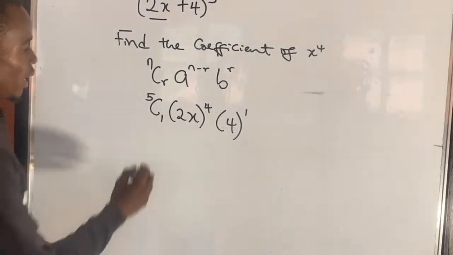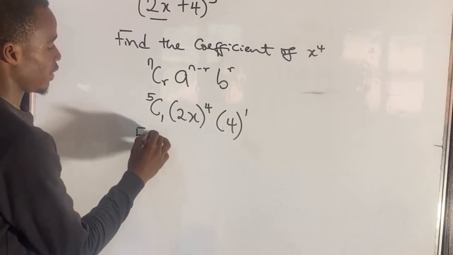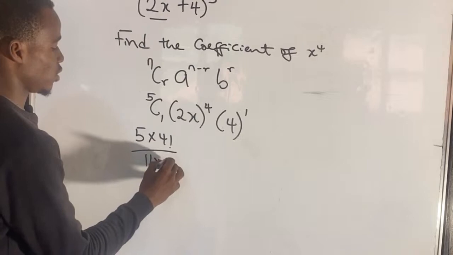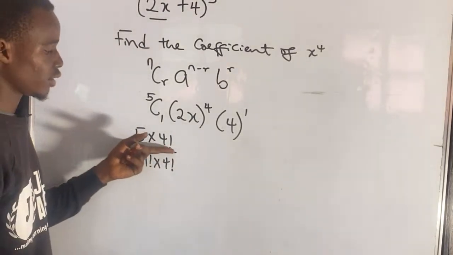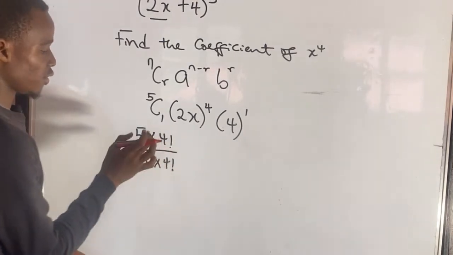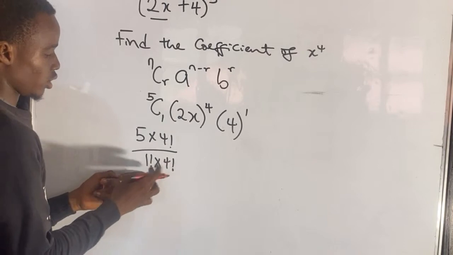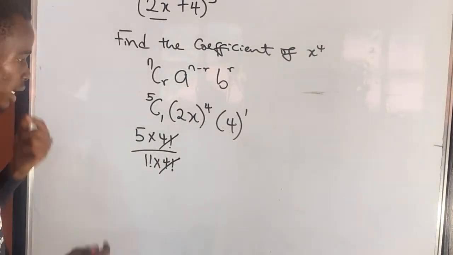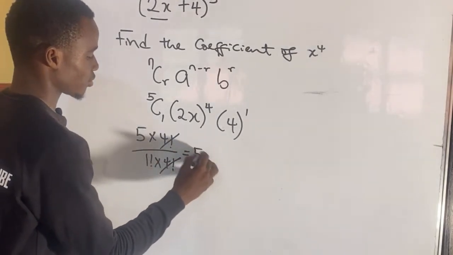So, let's go on. We have 5 combination 1. That's 5 factorial, 5 times 4 factorial, over 1 factorial times 4 factorial. So how did I get that? 5 times 4 times 3 times 2 times 1. We stop at 4 factorial. And then 5 minus 1 is 4. 1 factorial is here. So 4 factorial cancels 4 factorial. In case you don't know how we did this, we will just check back to the previous video. So 5 over 1 factorial gives us 5, right?